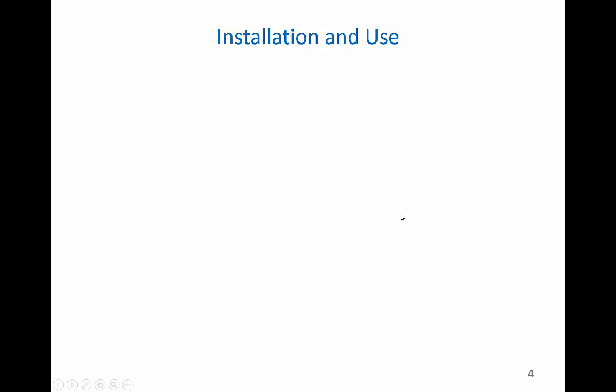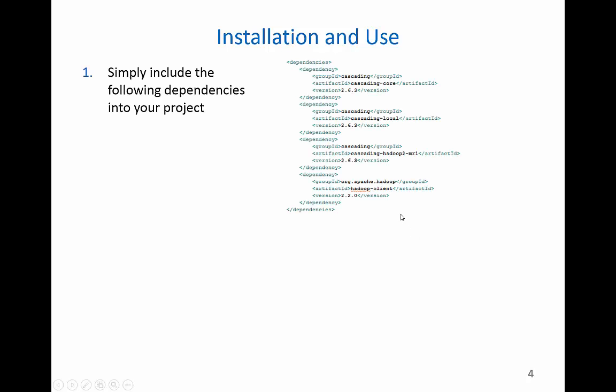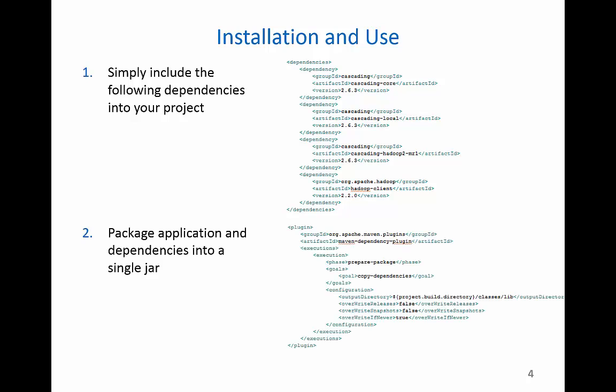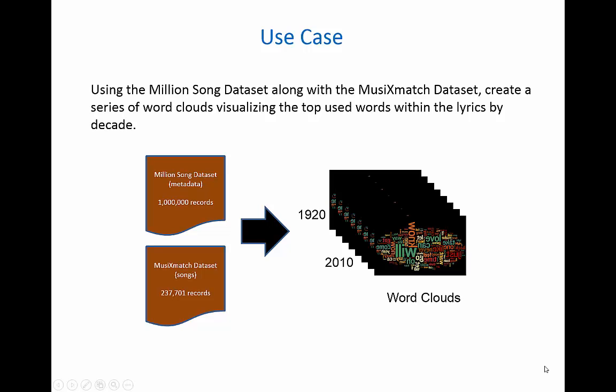Installation and use of Cascading is simple. Simply include the following dependencies into your project, package the application dependencies into a single jar file, and deploy and execute the jar on your favorite Hadoop cluster. Here's the use case I'll be implementing. Using the Million Song Dataset along with the MusiXmatch Dataset, I'll be creating a series of word clouds visualizing the top used words within the lyrics by the decade.